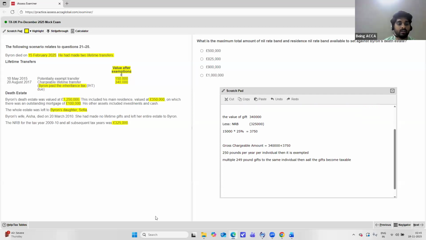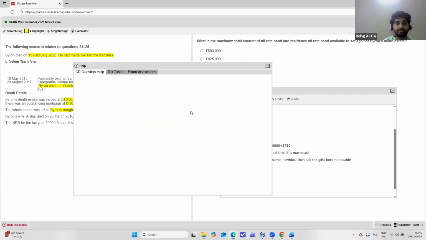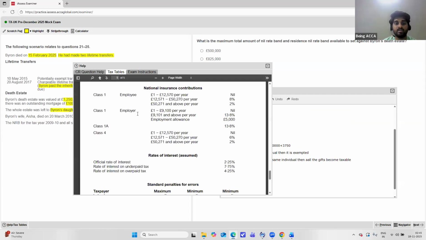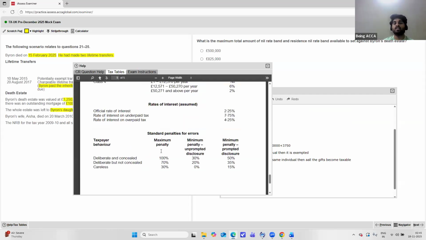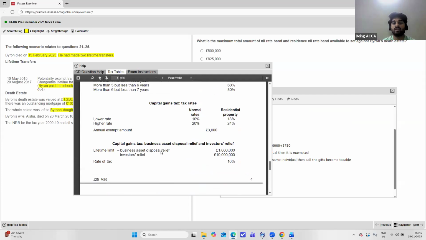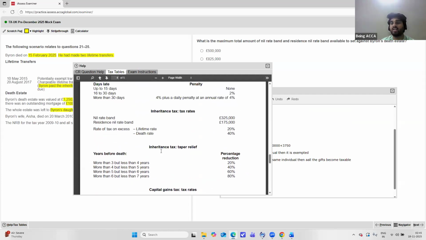If you have a doubt on that, you can always take a look at it. We have our tax tables, which is the most important thing, because half the values that you want to remember, you don't have to spend a lot of time remembering, because these are already provided to you in the examination. All right. So here we know the nil rate band is 325,000 and the residence nil rate band is 175,000.